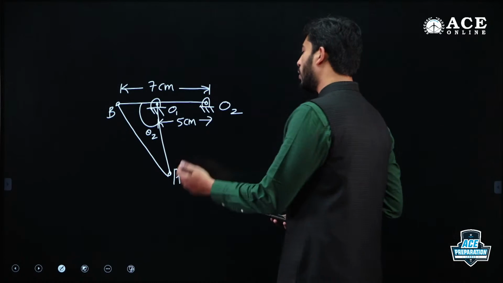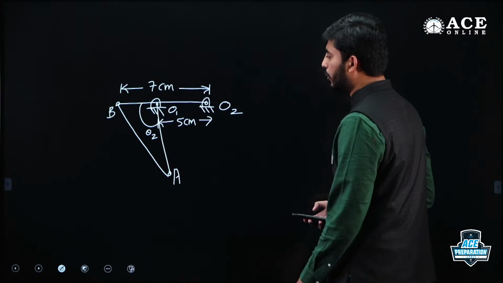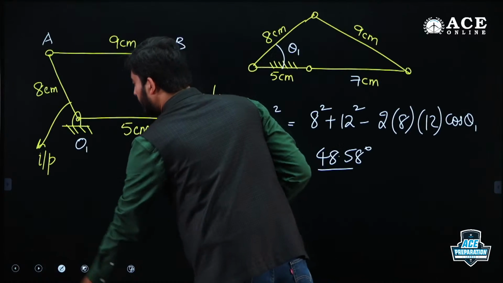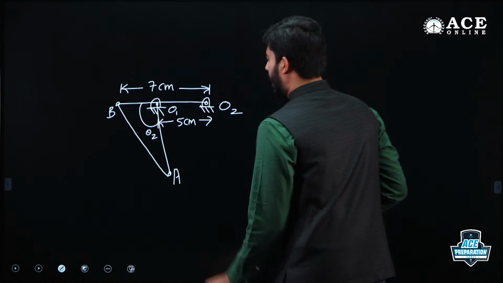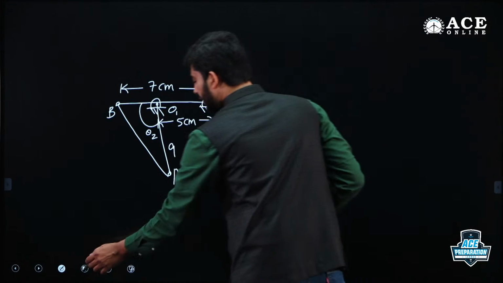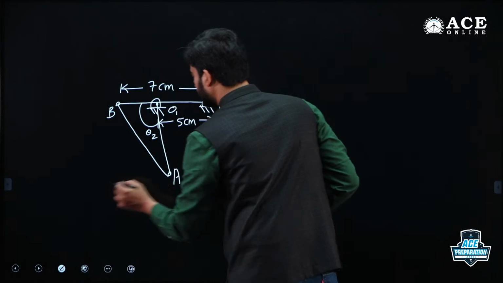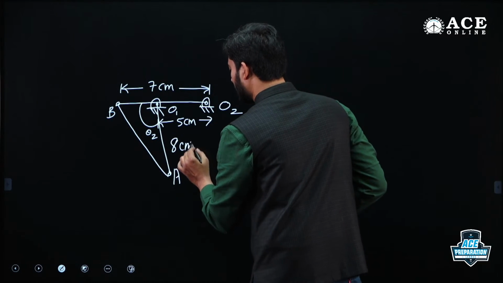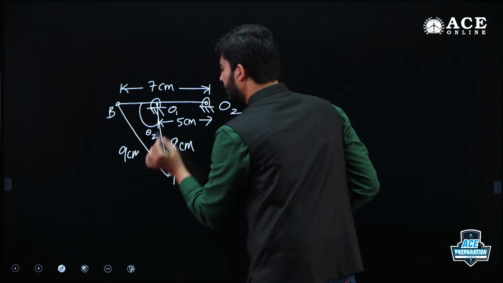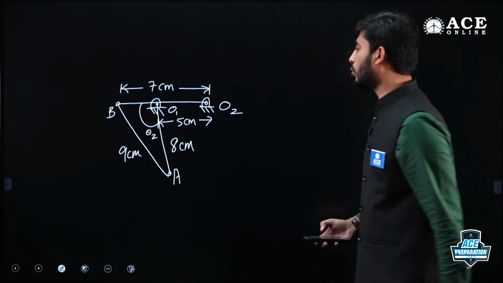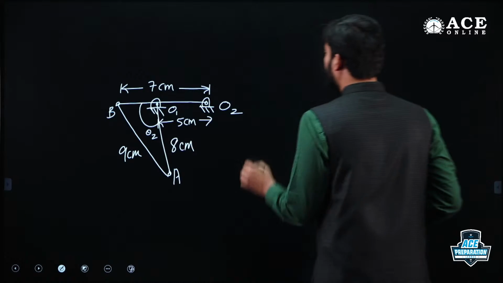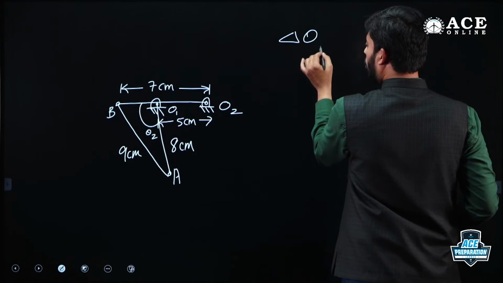Okay, so you know very well, what is the length of the input link? The length of the input link is 8 centimeters, and the coupler link is 9 centimeters. Apply the cosine rule here. The triangle would be O1BA.